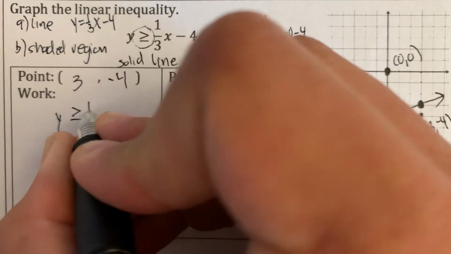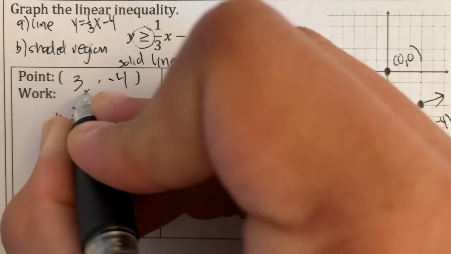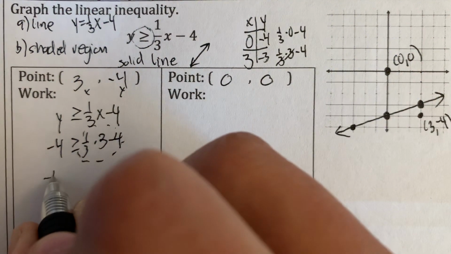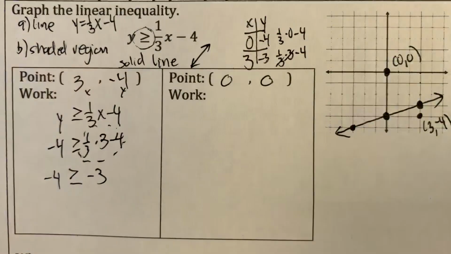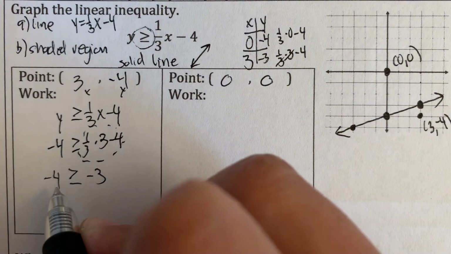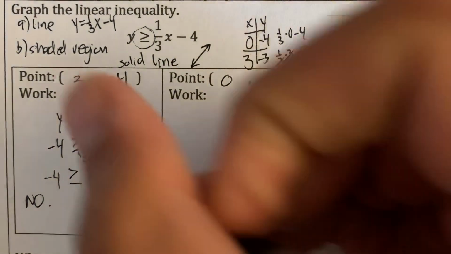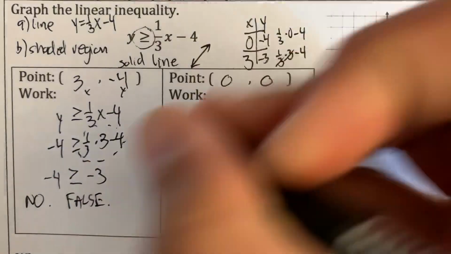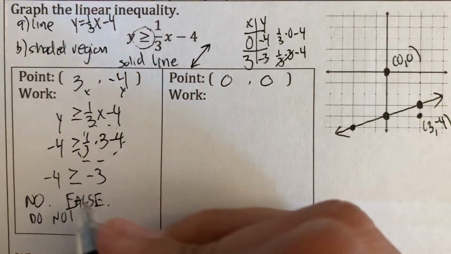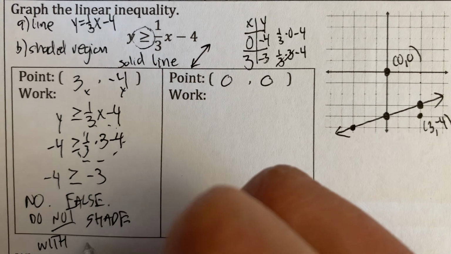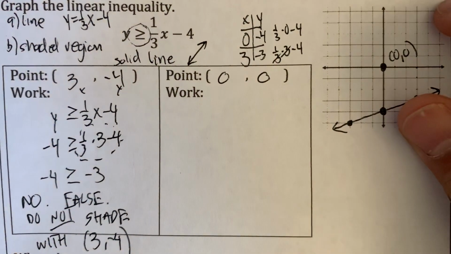We have y greater than or equal to 1 over 3x minus 4. We plug this into x, this into y. We get -4 greater than or equal to 1 over 3 times 3 minus 4. Plug this all into your calculator. We get -4 greater than or equal to -3. So we think, is -4 bigger than -3? No, -4 is smaller than -3, so this is false. Since this is false, do not shade with the (3, -4). You do not shade with that (3, -4).